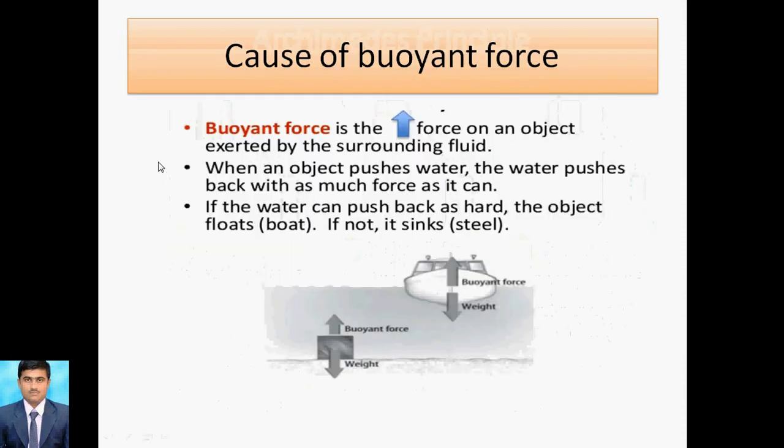Now we move to the causes of the buoyant force. The buoyant force is the upward force on an object exerted by the surrounding fluid. When an object pushes the water, the water pushes back as much as possible, which helps the object float. If it does not push the water much, it sinks. An example is steel, which sinks because it does not push the water back much. But in the case of a ship, it displaces more water and pushes back hard. That is why the buoyant force and the weight balance, and that is nothing but flotation.